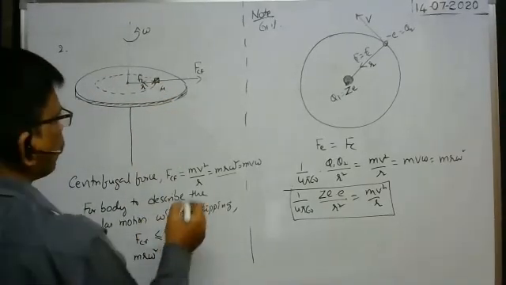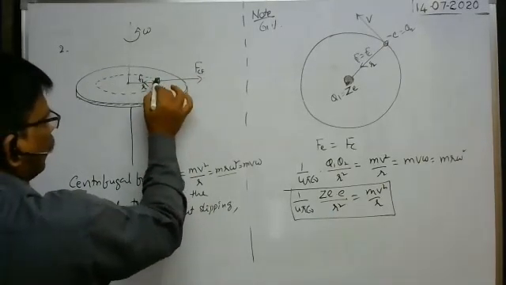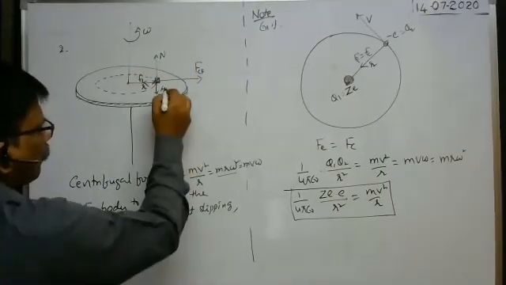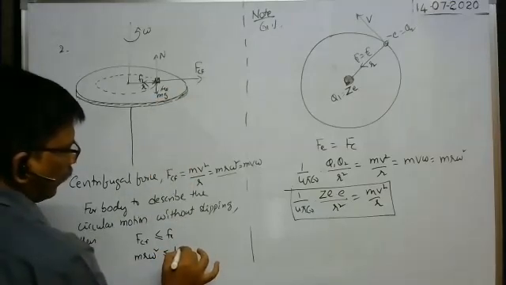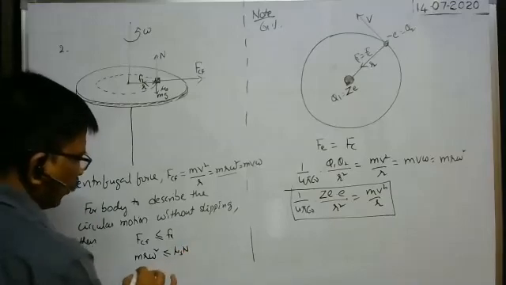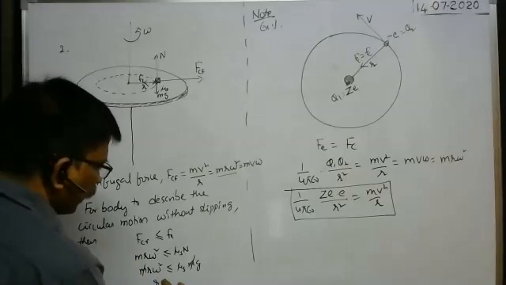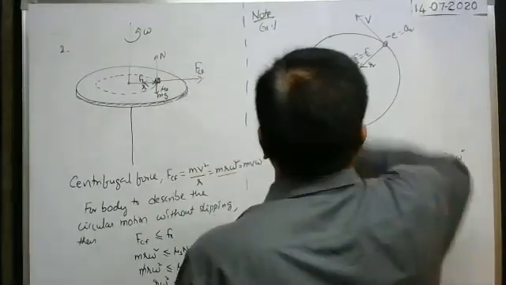What about the limiting friction here? As it is a horizontal disc, the weight mg acts vertically downward and the normal reaction acts upward. That's why limiting friction means coefficient of static friction mu(s) into normal reaction, which is equal to mg. We can write N, here N is equal to mg. That's why m r omega square is less than or equal to mu(s) into mg. So m cancels. Therefore, r omega square is less than or equal to mu(s) into g. What about the omega value? What about the omega value?